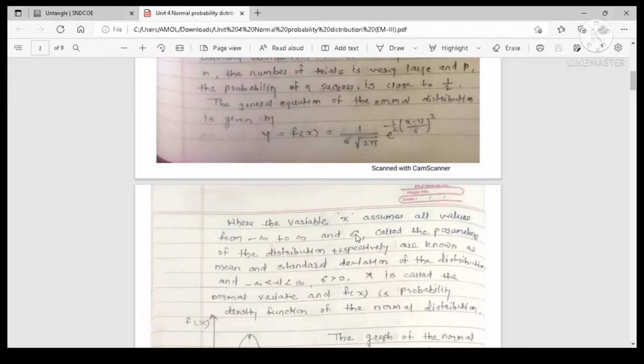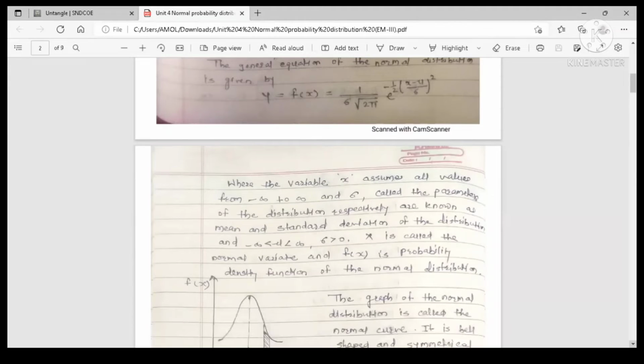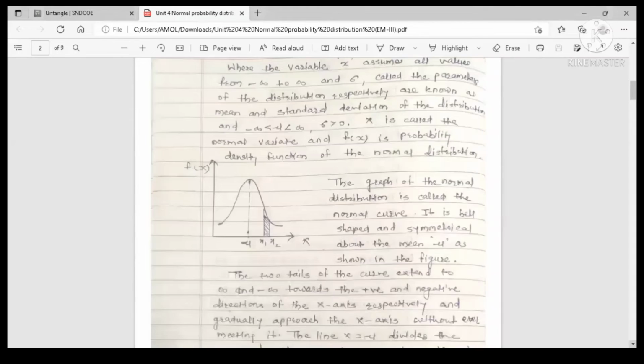The variable x assumes all values from minus infinity to infinity, and mu and sigma are called the parameters of the distribution. They are known as the mean and standard deviation of the distribution, and mu lies between minus infinity to infinity and sigma is greater than 0. X is called the normal variable or variate, and f(x) is the probability density function of the normal distribution.